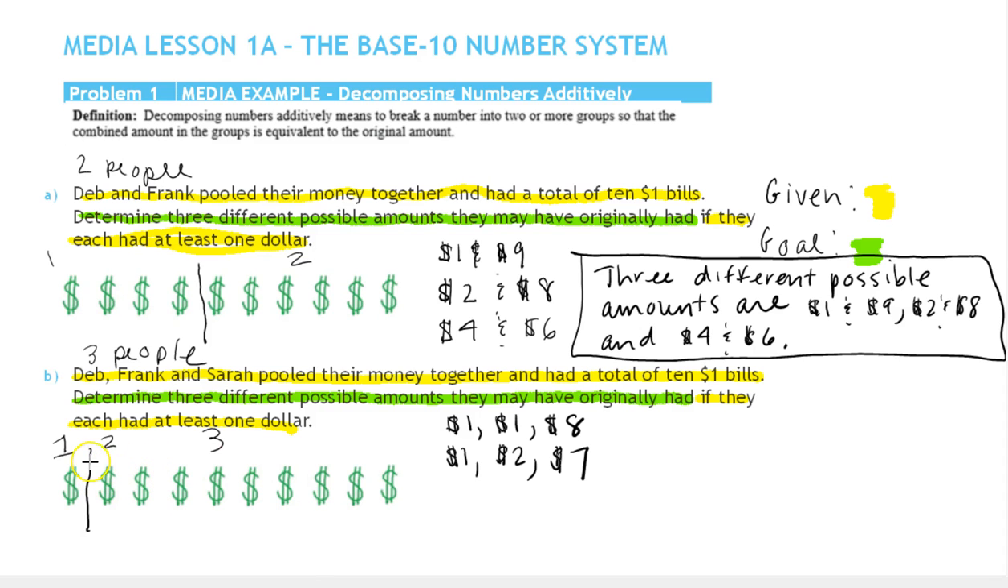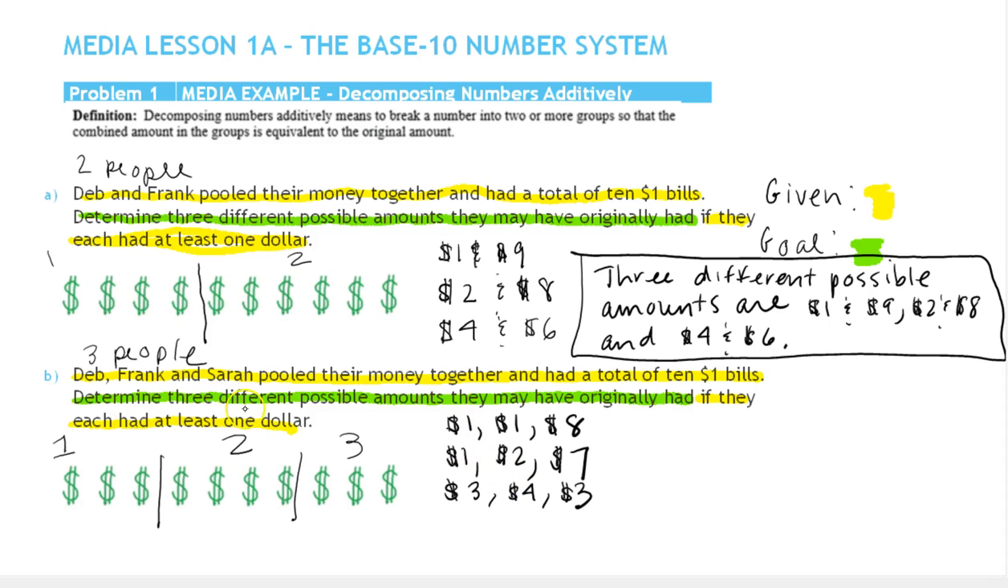And we could continue in this manner, but I'm going to change it a little bit just to show we can. How about a line here and a line here? This breaks it into 3 pieces. The first person has 3, the second person has 4, and the third person has $3. So this is another combination. $3, $4, and $3.